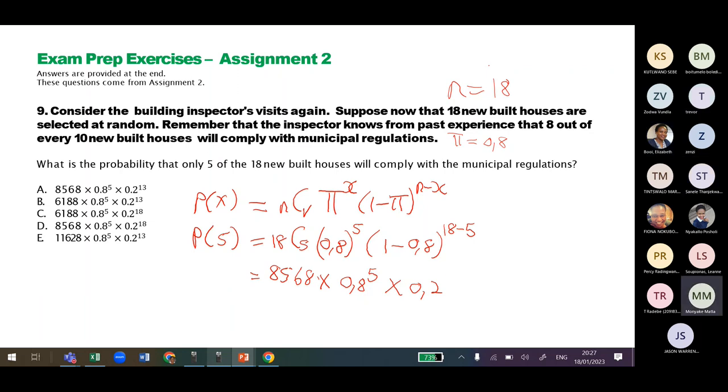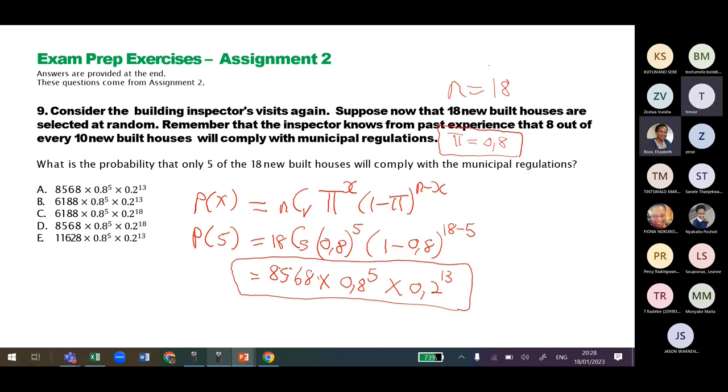Sorry, my sister, my apologies. There, where you say 0.8, is it not supposed to be 0.2 to the power 5? But our probability of success is 0.8, right? Yes. So 0.8 is our probability of success. 1 minus the probability of success is 0.2, because 1 minus 0.8 will be 0.2. 18 minus 5 is 13. So look for this answer. No, my apologies. No worries. We will blame it on 8:30. Which is option one.